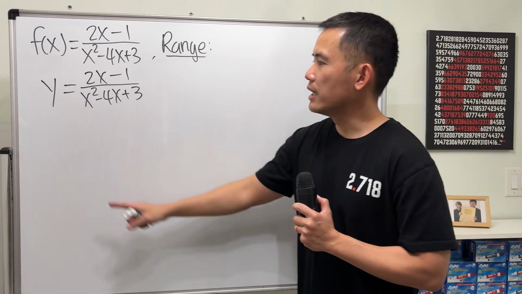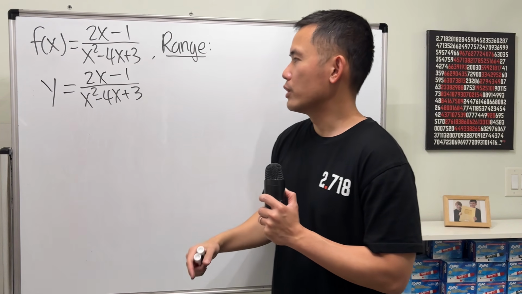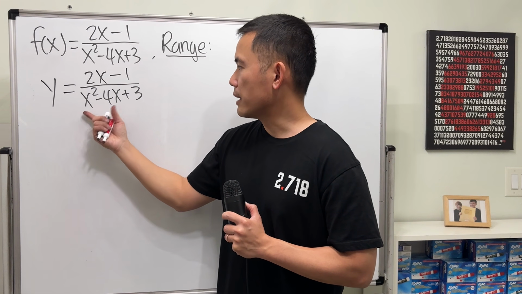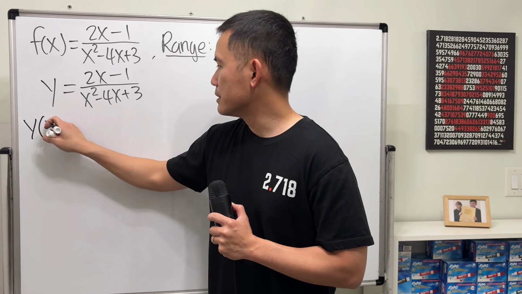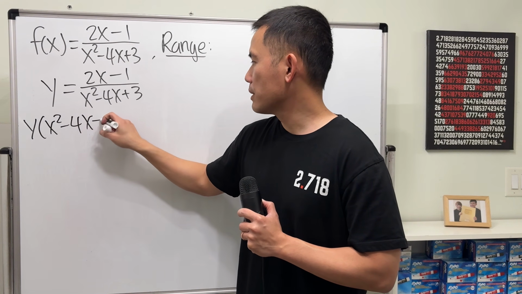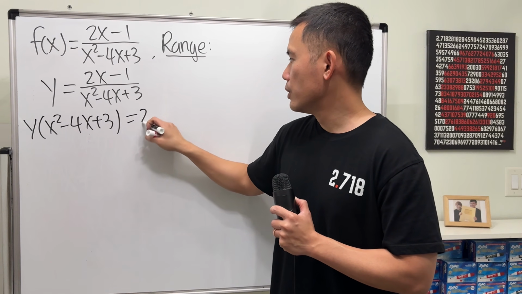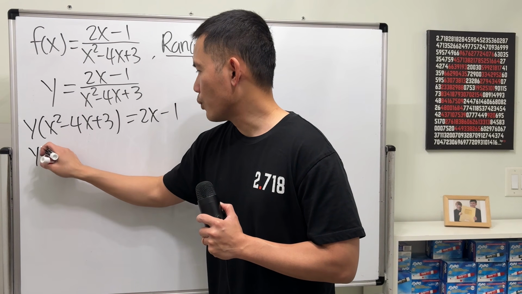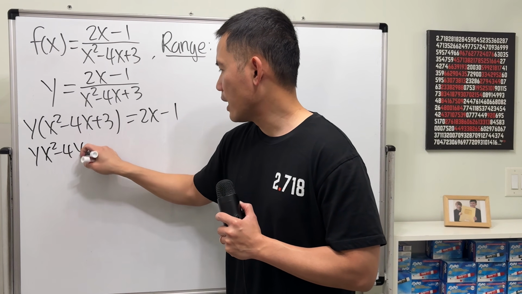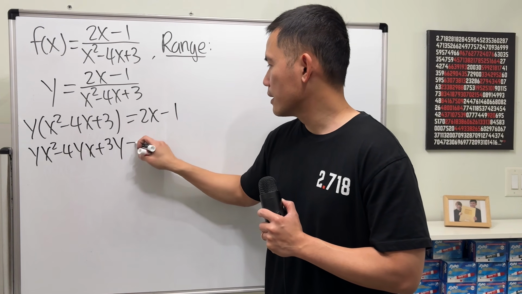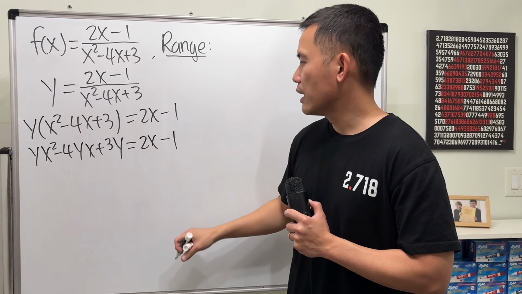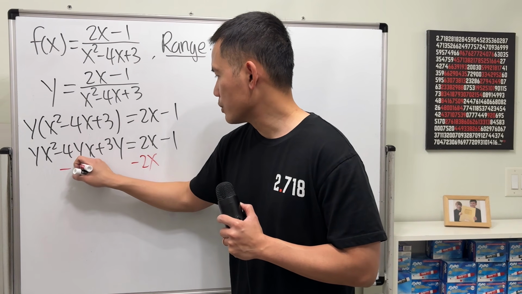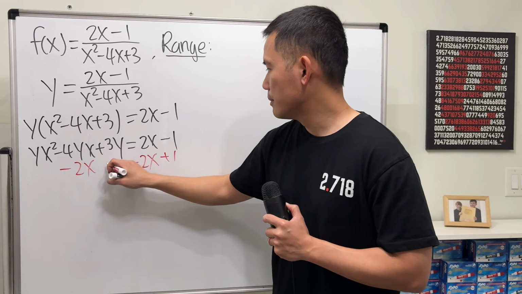So let's pretend y is just a general letter. We have to find out all the possible y values. What we are going to do is multiply both sides by the denominator. So we have y times x squared minus 4x plus 3, and that's equal to 2x minus 1. And then just distribute the y. So y x squared minus 4yx plus 3y is equal to 2x minus 1. And then I will make this side equal 0. So minus 2x on both sides, plus 1 on both sides.